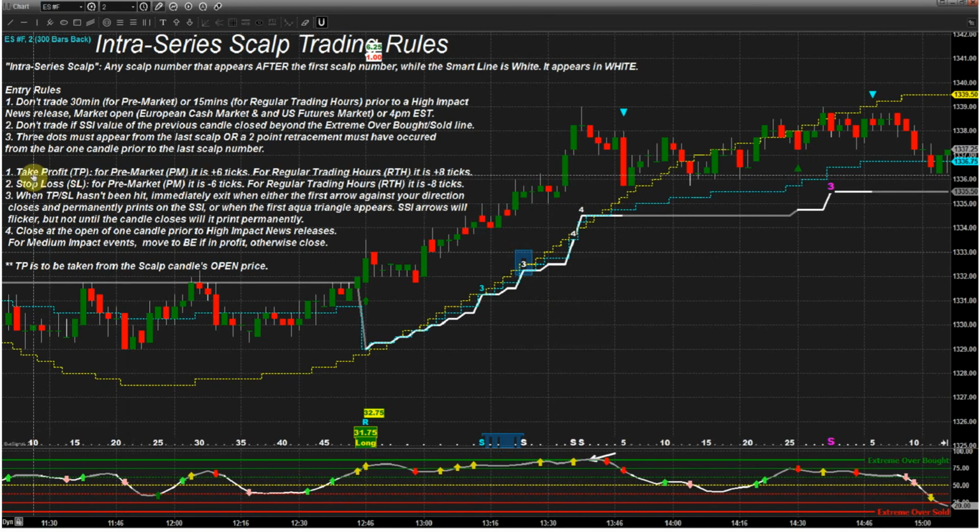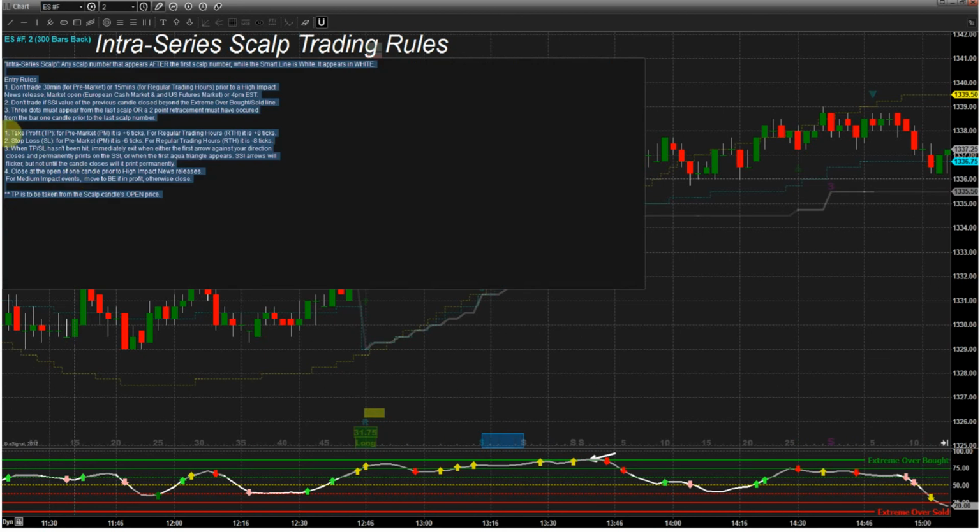For take profit, the exit rules are very simple. Let me put this here and write in exit rules.